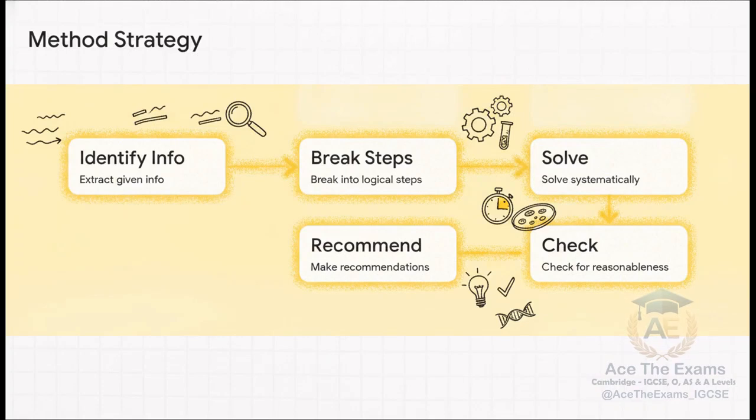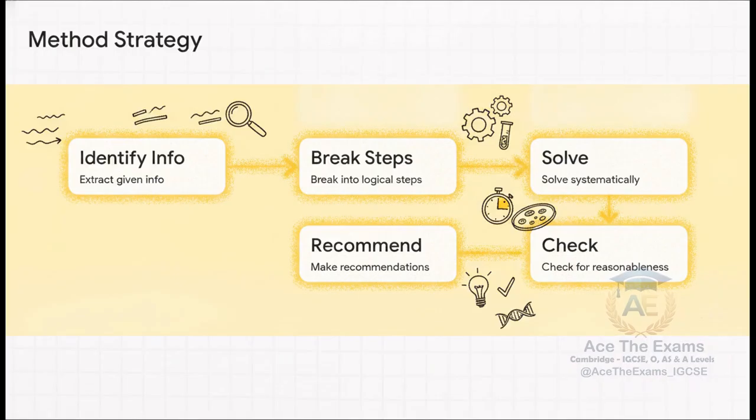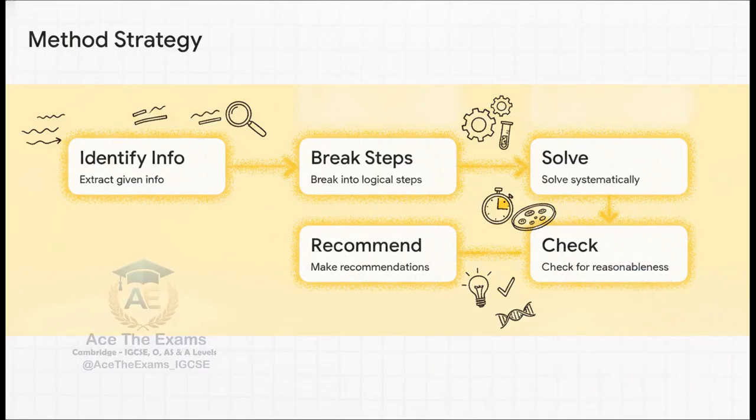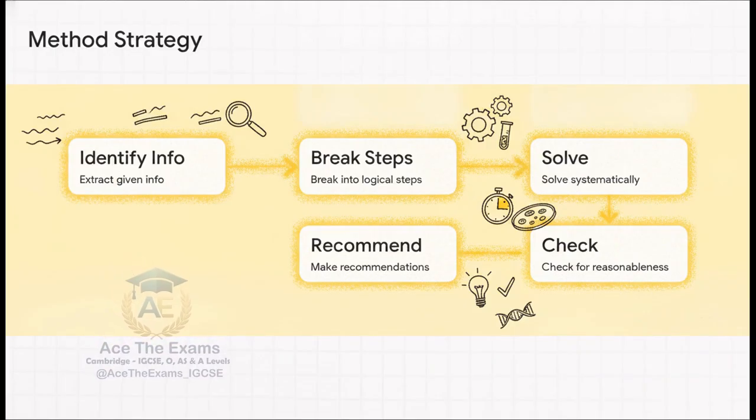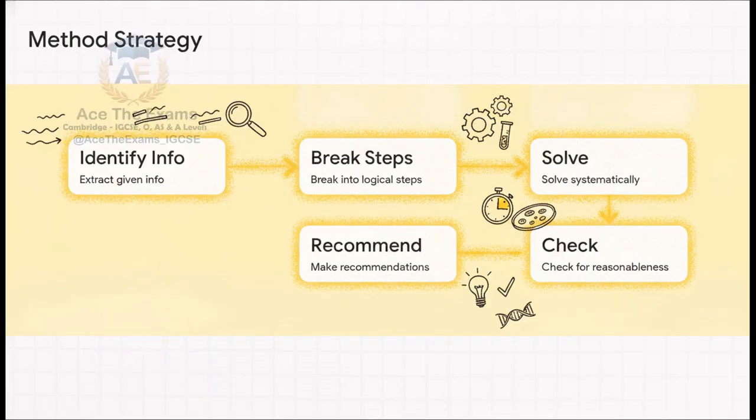To lock down full points on those tricky problem-solving questions, you have to deploy this deconstruct, solve, evaluate sequence. It proves clear, evidence-based reasoning. First, extract the info from the prompt. Second, chop the problem into logical steps. Third, solve it systematically and, please, show all your work. Fourth, do a reality check. Is your answer actually biologically reasonable? And fifth, make justified recommendations based on the data. Cambridge awards marks for the journey, not just the final destination.